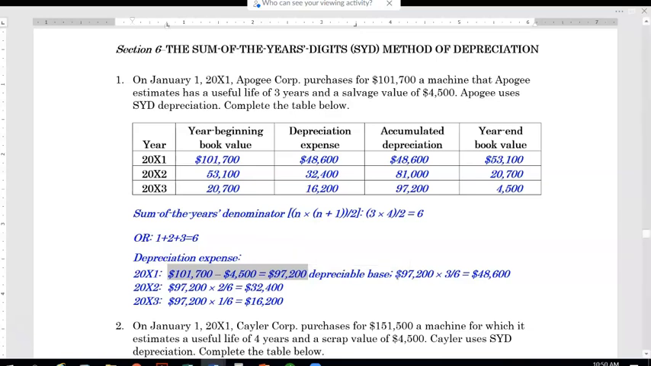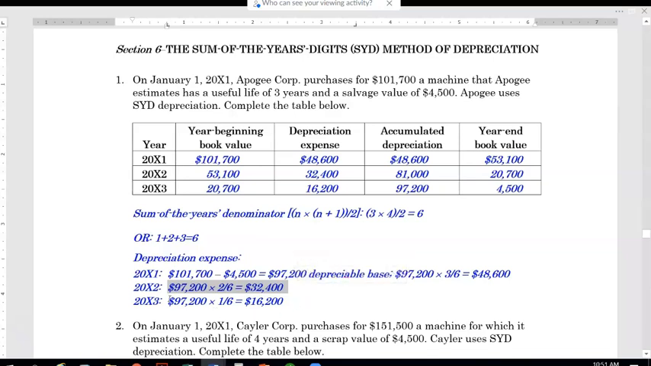Okay, so here we go. 97,200 depreciable base times 3 out of 6. We start from the last year, which is 3 years. So 3 out of 6. The denominator is 6. And so 3 out of 6 gives us $48,600 of depreciation. Very good. For year 2, we say, okay, depreciable base is 97,200 times 2 out of 6, because this is year 2, so 2 out of 6. That's 32,000.